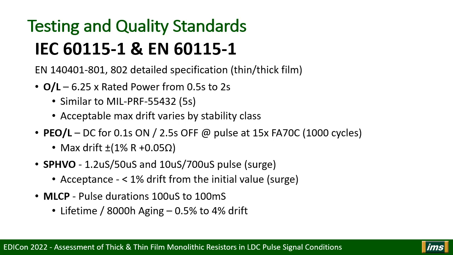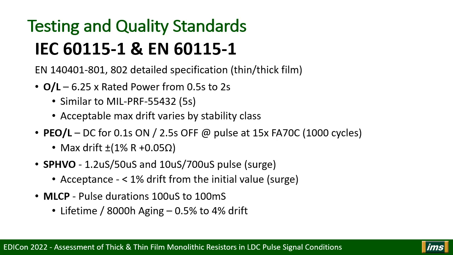PEOL, that is, periodic electric overload, looks for a max drift of 1% plus or minus 50 milliohms as a passing criteria. Here parts are subjected to 15 times the free air rating for shorter durations of 1/10 of a second, with a few seconds in between to normalize temperature.